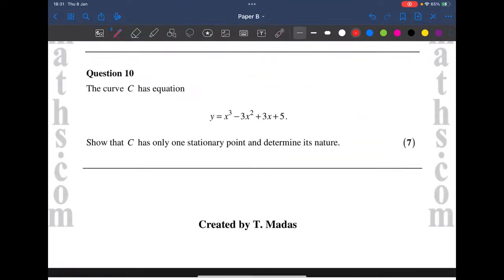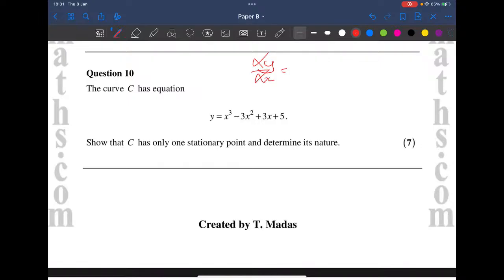So, number 10. We have some cubic. Show it has only one stationary point and determine its nature. Okay, so to do that, how do we find the stationary point? We need to differentiate. So we're going to take this cubic and we're going to differentiate it. So dy dx on the left.